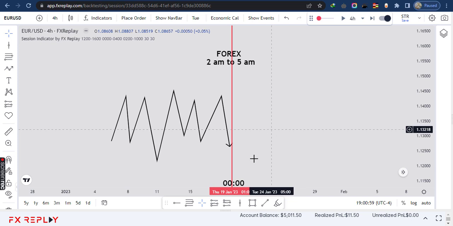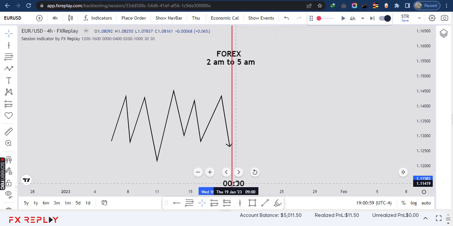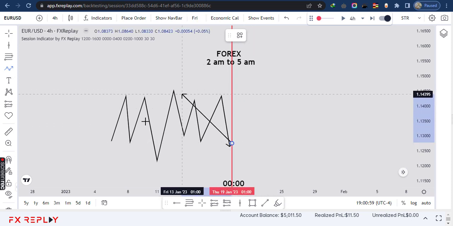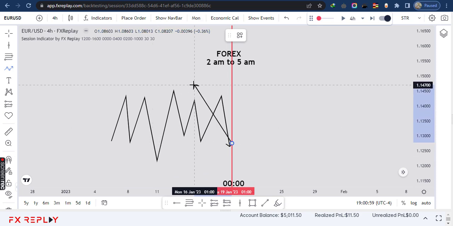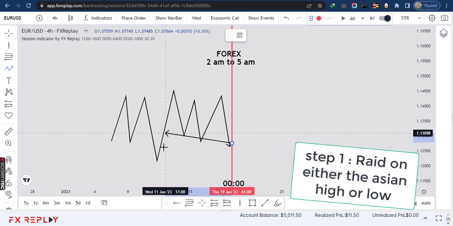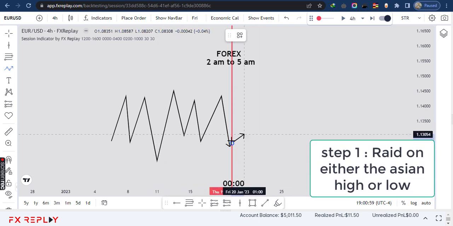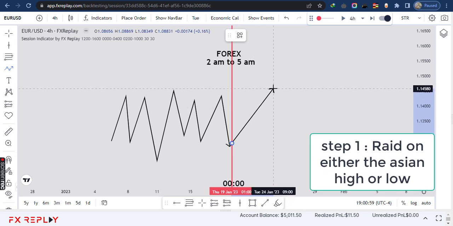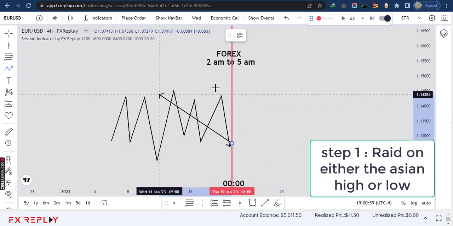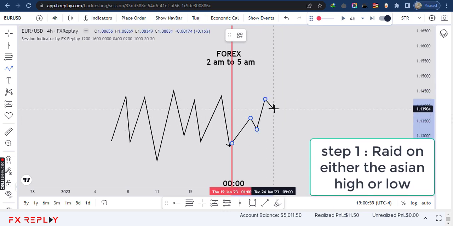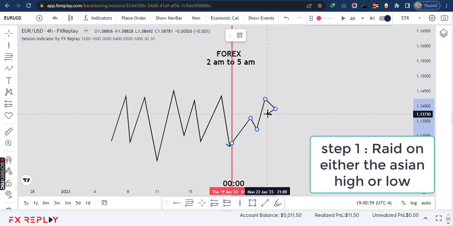From midnight, you want to see price reaching maybe the Asian high, or the Asian session low. Let's say the Asian high. We want to see price do this, just raid on this price like this, boom, maybe like this, because after midnight there's going to be a volume.